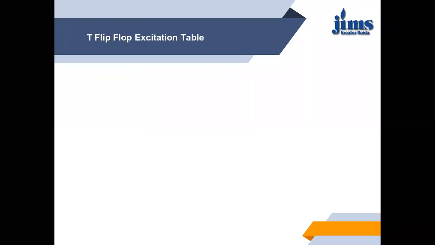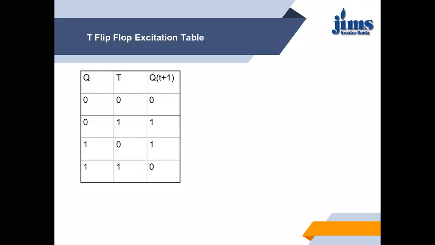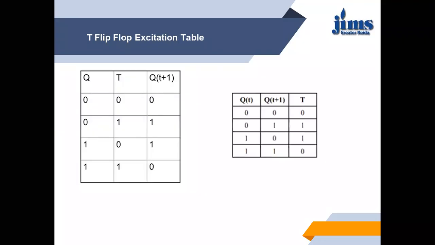Now the excitation table, in the same manner, we can derive from the characteristic table, and here is how it comes. Present state 0, next state 0, T is 0. Present state 0, next state 1, T is 1. Present state 1, next state 0, T is 1. Present state 1, next state 1, T is 0. So this is the way the excitation table is drawn with the help of the characteristic table.